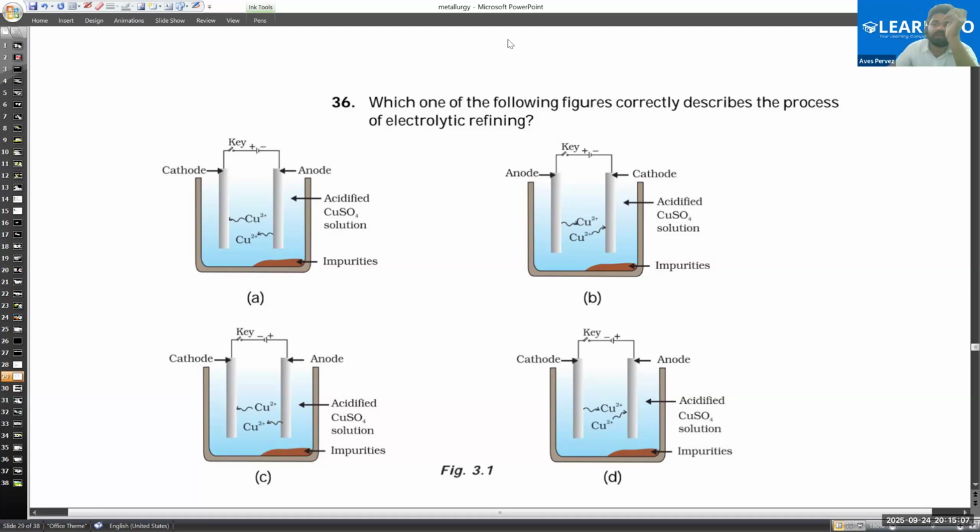Anode should be on the right hand side and cathode should be on the left hand side, and it is arbitrarily chosen that anode should always be kept on the right hand side. समझ आया? Got it? Yes. So the word anode should be below anode.